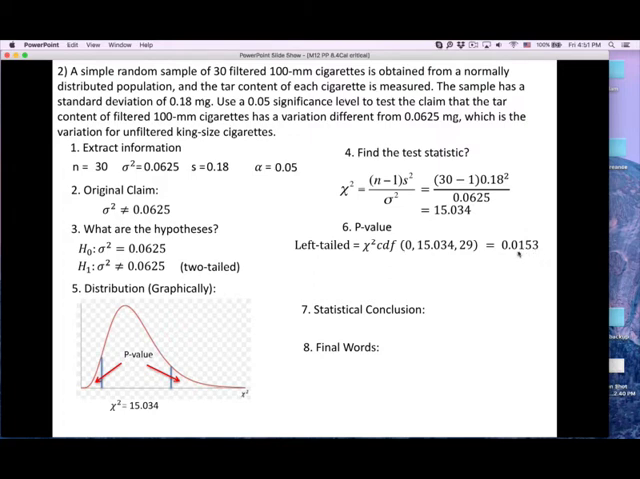Then we assume the test statistic is located on the right tail, so find the area of the right tail. That will be the chi-square CDF from the test statistic to 1e99, and then the degrees of freedom. So you're going to get 0.9847. Remember the total area under the curve is 1. If this is 0.9847, that is not the little right tail in here. So you're going to know that 15.034 should be located on the left-hand side, for the left tail.